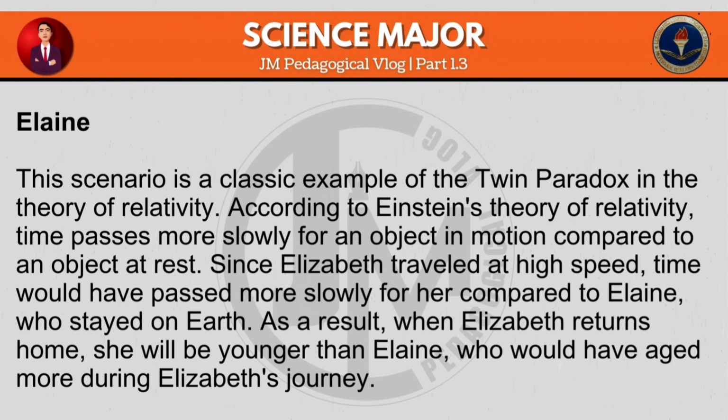This scenario is a classic example of the twin paradox in the theory of relativity. According to Einstein's theory of relativity, time passes more slowly for an object in motion compared to an object at rest. Since Elizabeth traveled at high speed, time would have passed more slowly for her compared to Elaine, who stayed on Earth. As a result, when Elizabeth returns home, she will be younger than Elaine, who would have aged more during Elizabeth's journey.